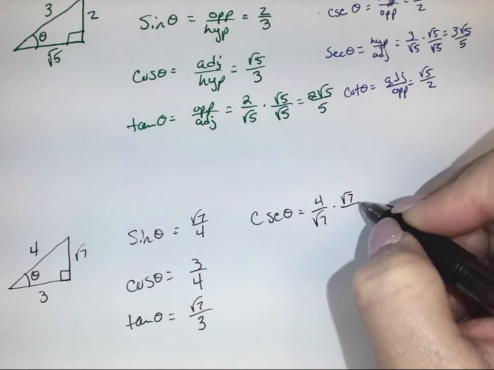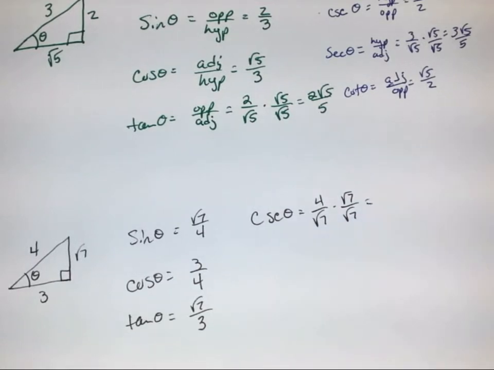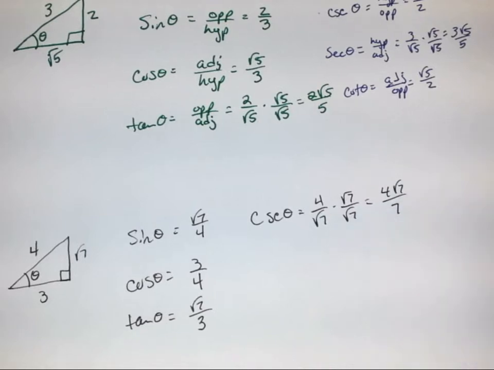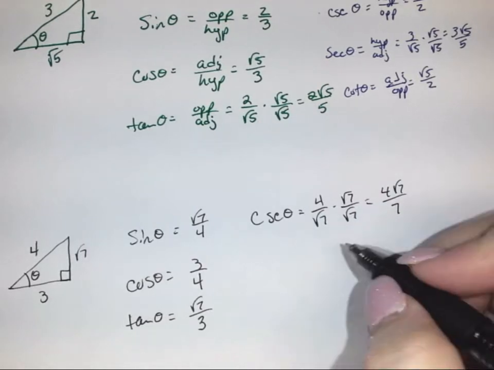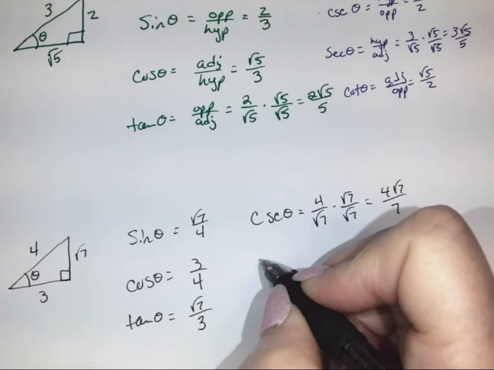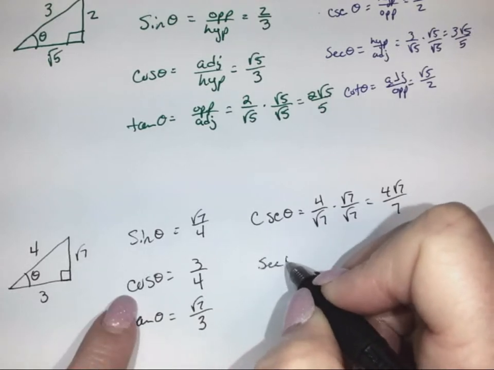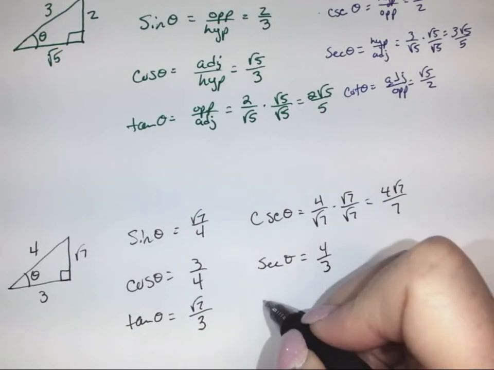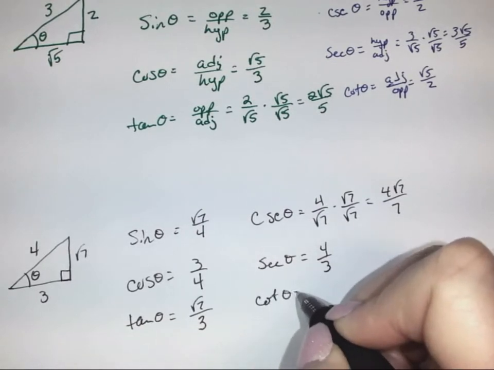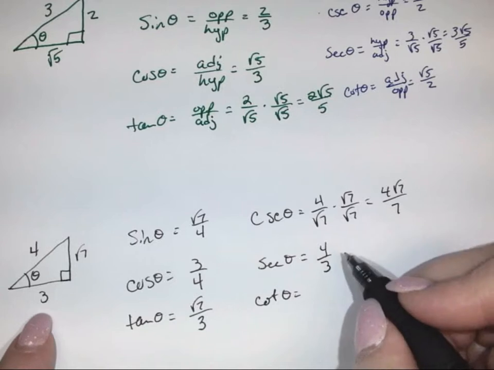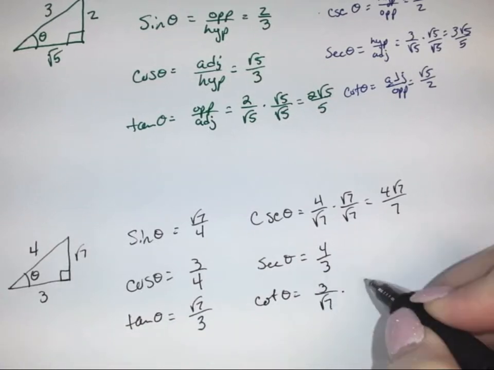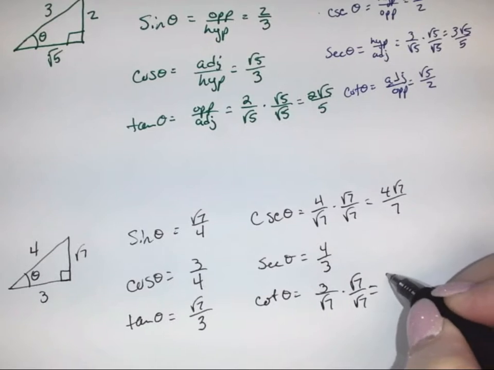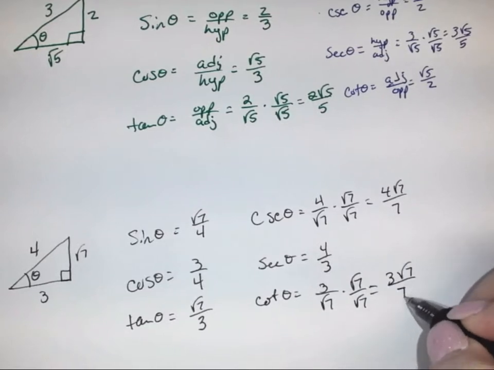Let's rationalize that by multiplying by the square root of 7 over the square root of 7. So 4 square roots of 7 over 7. And then our secant theta is going to be 4 over 3. And our cotangent theta will get us the 3 over the square root of 7, and again we'll multiply by the square root of 7 over the square root of 7. So we get 3 square roots of 7 over 7.